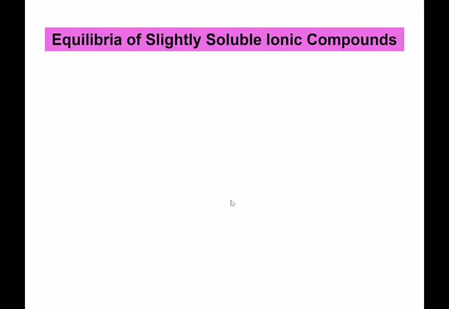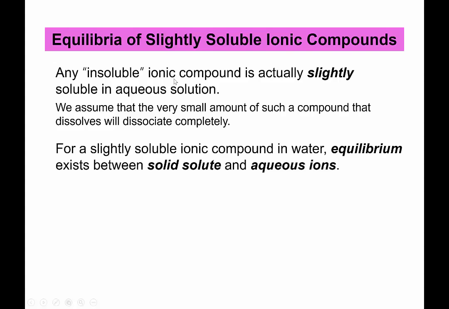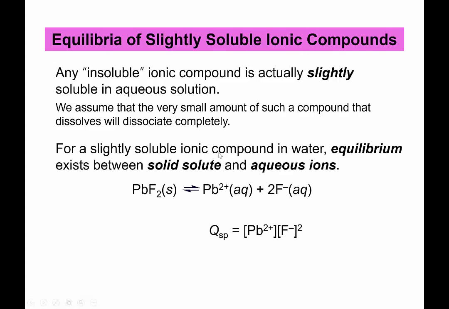So we are going to call this equilibria of slightly soluble or insoluble ionic compounds. Again, any insoluble ionic compound is actually slightly soluble in aqueous solution. There's a very small amount of this compound that will dissolve and dissociate completely. For a slightly soluble ionic compound in water, you have an equilibrium between the solid and the aqueous ions.